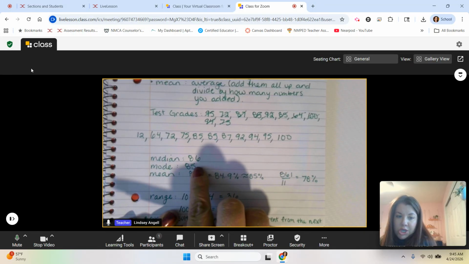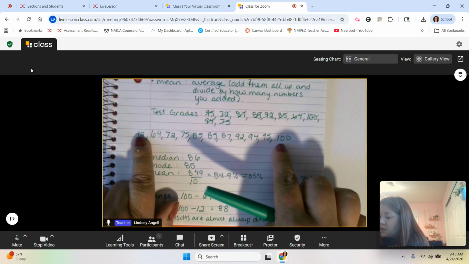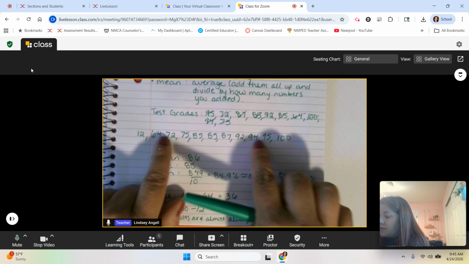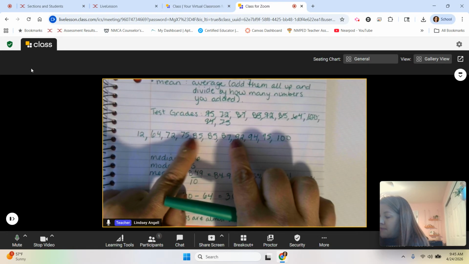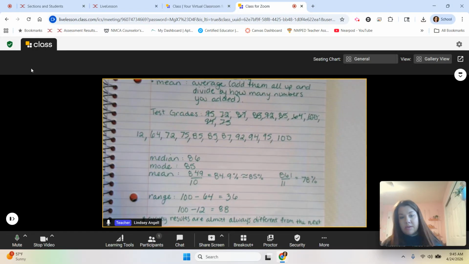The mode wouldn't change because it's still the most occurring. And the median, it wouldn't change too much, right? And it would probably be the best piece of data to pull from because it hardly changed, okay? So that's something to think about when there is an outlier, all right?